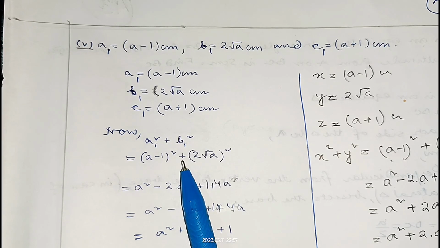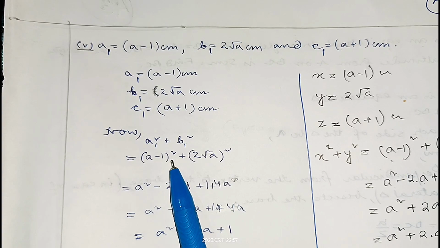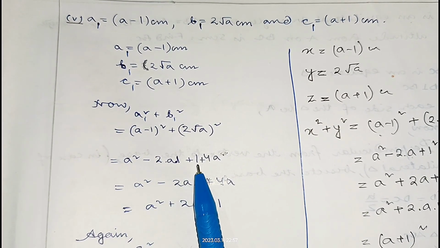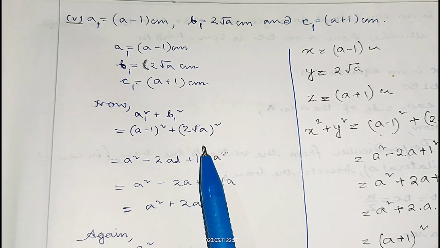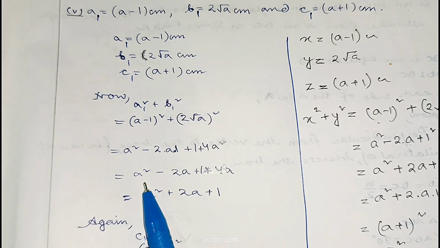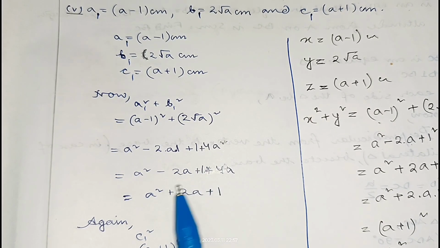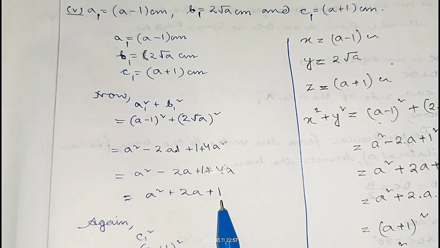We are just taking the sum of the squares of the smaller two sides. So here (a − b) whole square will be a square minus twice ab plus b square. 1 square is 1, plus 2 square is 4, and root a square is a. So a square minus 2a plus 1 plus 4a. So a square, 4a minus twice a is plus twice a, plus 1.